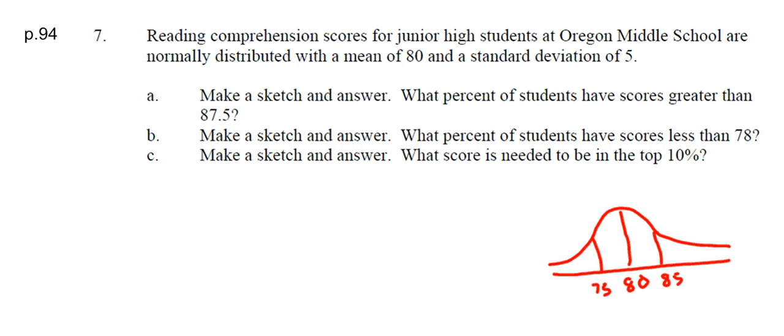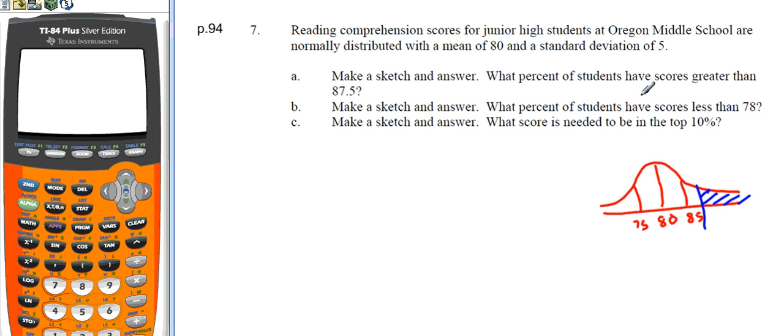Okay, first question says, what percent of students have scores greater than 87.5? So 87.5 would be about here. Greater than that would be this entire region to the right. Okay, I'm going to let my calculator do some of this work.